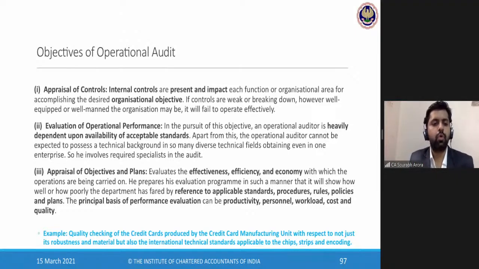So here is one example of the operational audit: quality checking of credit cards produced by the credit card manufacturing unit, with respect to not just its robustness and material, but also the international technical standards applicable to the chips, strips, and encoding. So here a specialist would be required. You will have to think about not just the physical quality check, but the information security checks as well. This is a specialized kind of example that I put in over here to make you better understand this operational audit.